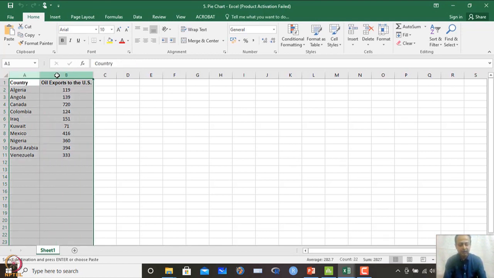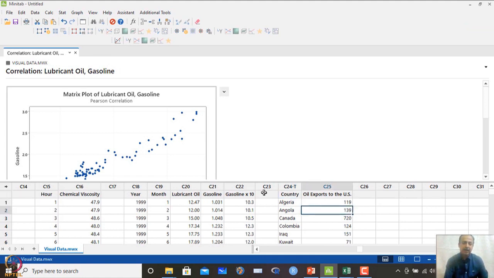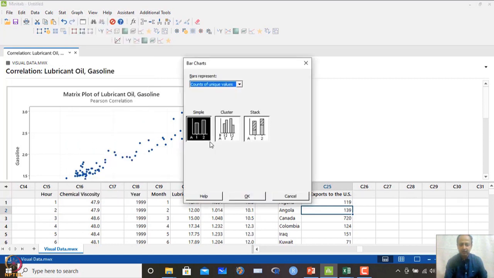So what we can do is copy this one, and I want to see graphically the distribution of this data. I will copy paste this data set over here, go to graph, and then there is an option of bar chart over here. When you go to bar chart, simple bar chart, count of unique values, so these are unique values, so I am not taking anything else over here. So this is the option I have to click.